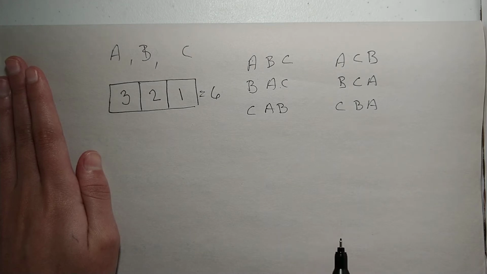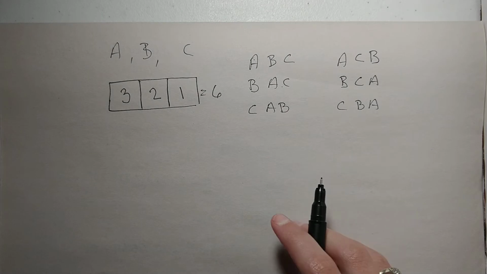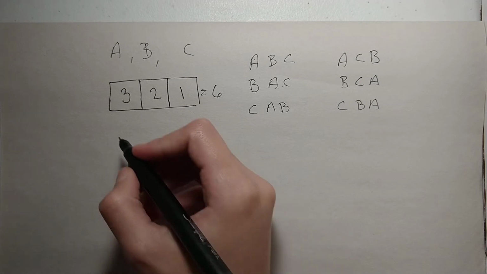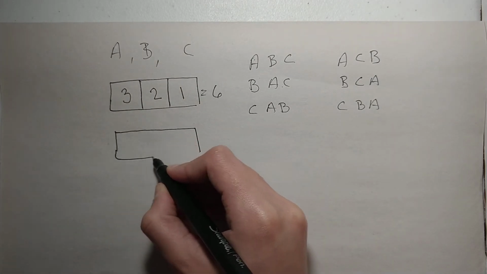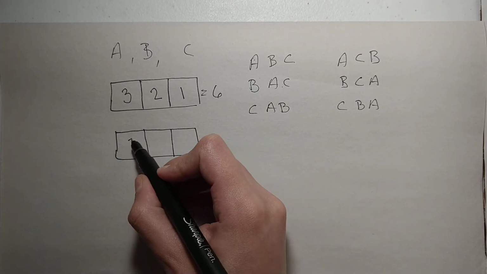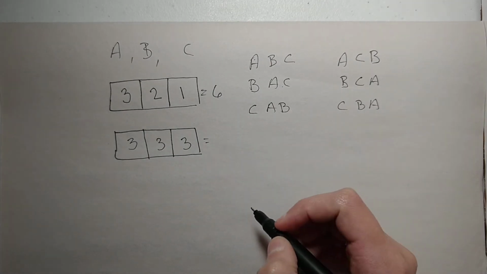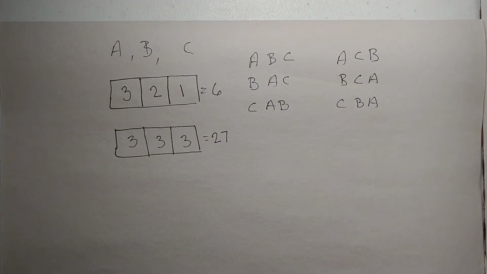Now, if repetition is allowed, then it's going to be a little bit different. We still only have 3 letters, so we only have 3 boxes. But if repetition is allowed, then there's 3 possibilities for the first box, 3 for the second, 3 for the third, which means there are 27 possibilities to arrange these 3 letters. So, let's do some problems.